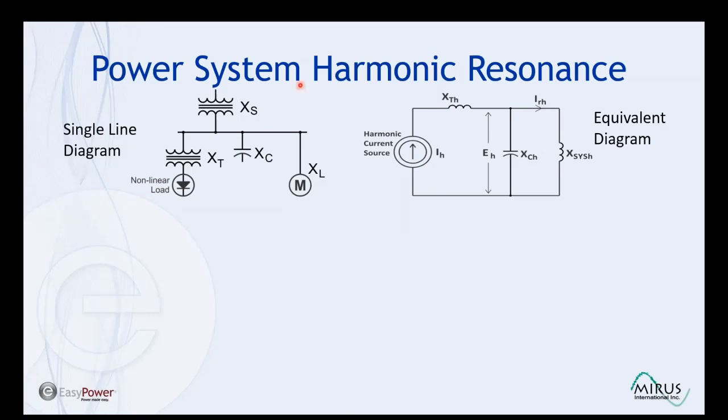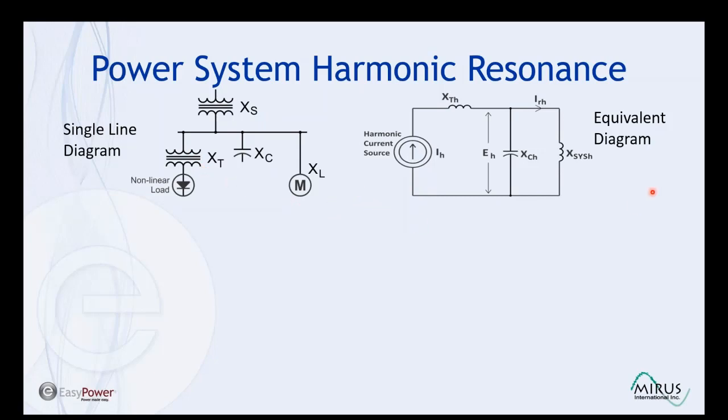So here we have a very simple one-line diagram. We have a nonlinear load, which could be a variable speed drive, which injects harmonics into the power system. We have a transformer that's in series with that variable speed drive, or it could be a reactor in series with that variable speed drive. We have our power system impedance, transformers, utility impedance, and we've connected power factor correction capacitors in parallel to the bus, and we have other loads on the bus which could be fixed speed motors or other inductive type loads.